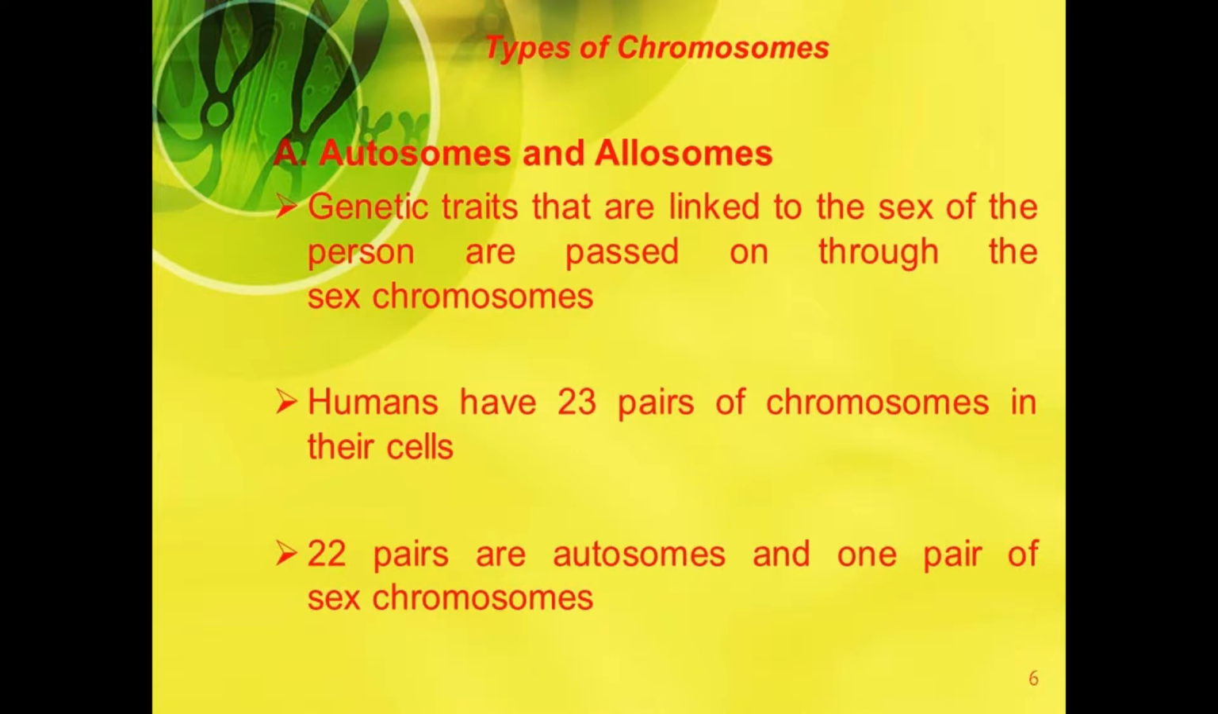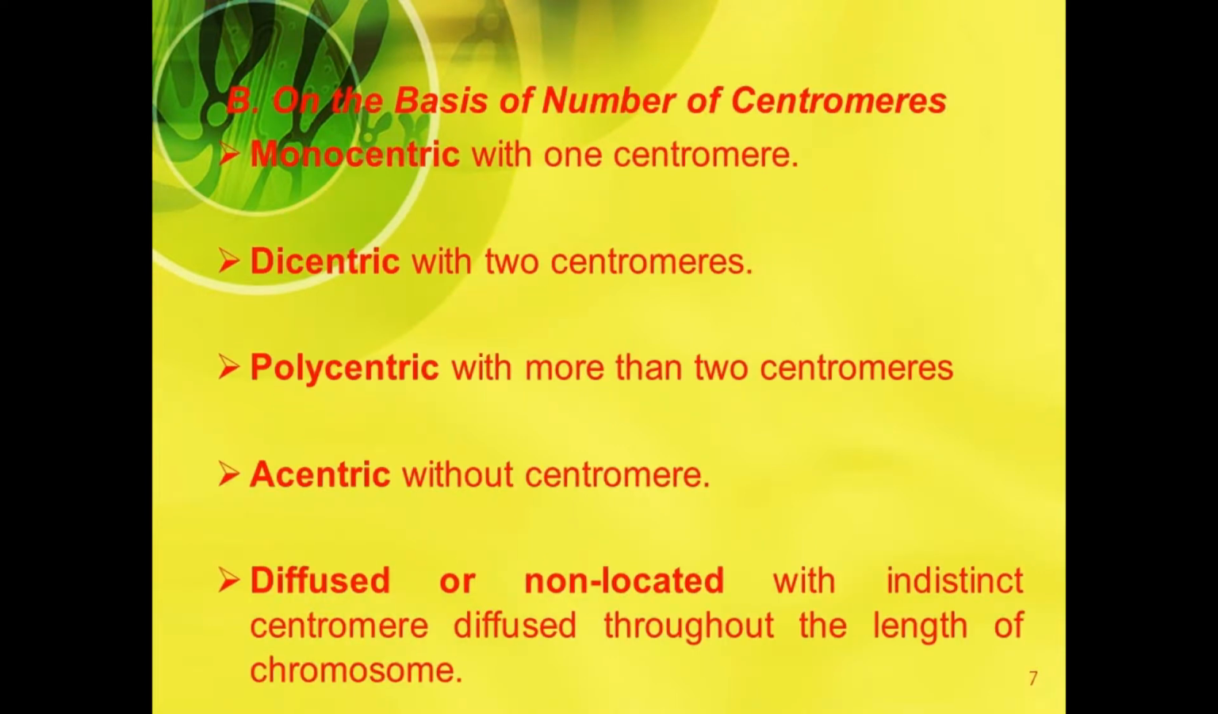The next one is on the basis of the number of centromeres. They are classified into 5 different types. First one, monocentric with one centromere, dicentric with 2 centromeres, polycentric with more than 2 centromeres, and acentric without a centromere. Such chromosomes represent freshly broken segments of chromosomes which do not survive for long. And the last one is diffused or non-localized, with an indistinct centromere diffused throughout the length of the chromosome.